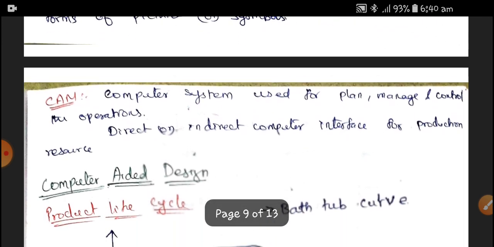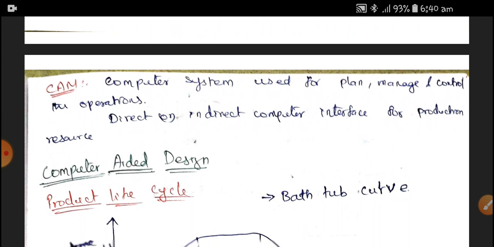Next is CAM, a computer system used to plan, manage and control the operations. It can plan, manage and control the operations, with a direct or indirect computer interface for production resources. So here also the computer is needed to make and manage the data which is available in the manufacturing systems. This is also done.